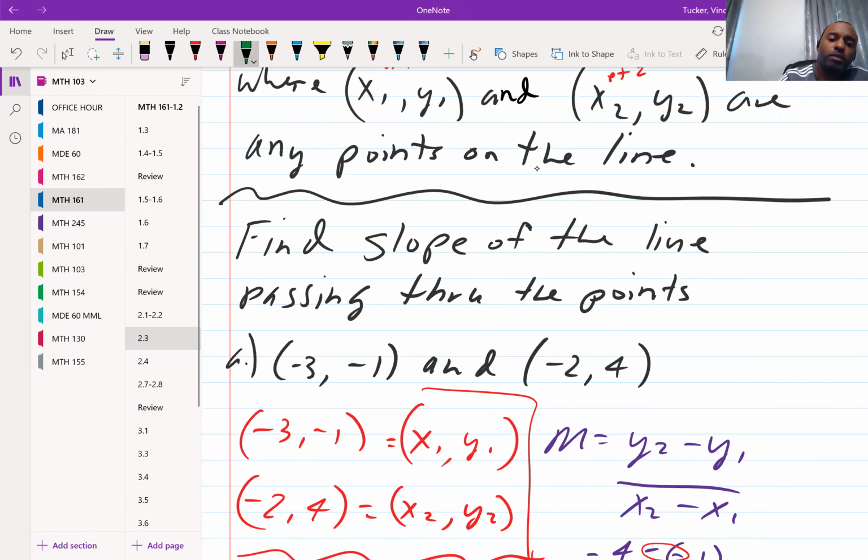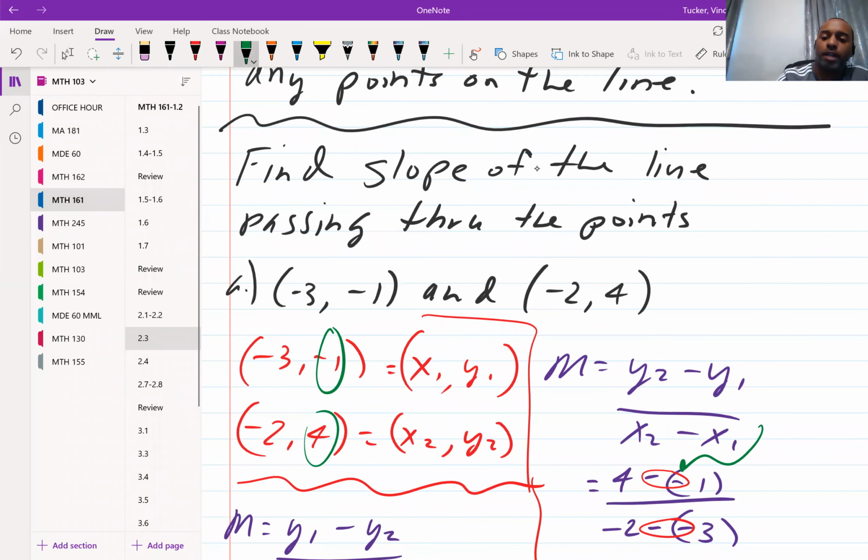y2 is 4. y1 is -1. So make sure you don't lose a negative here. There's a minus sign in your formula, and you're plugging in -1. Sometimes people do lose a negative when they're doing their substitution. Make sure you don't do that. If you lose a minus sign in there, then most definitely you'll get the wrong answer. Then x2 is -2, x1 is -3. Once again, be careful with your negative signs. So negative to a negative turns positive. That's why I circled those. 4 plus 1, -2 plus 3 gives me 5 over 1, which is equal to 5.